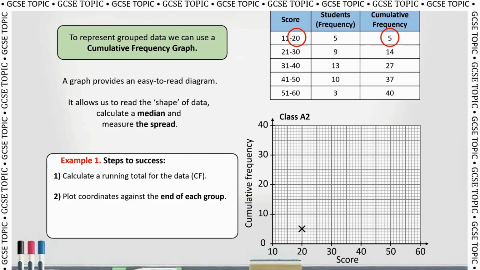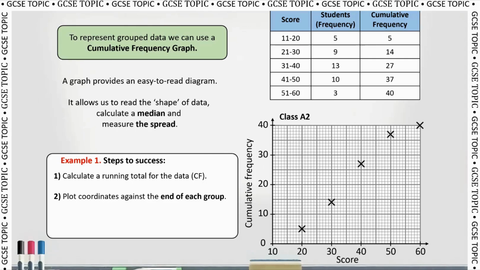The next coordinate will be 30, 14. And for our third coordinate, it will be 40, 27. For the fourth coordinate, it will be 50, 37. And for our final coordinate, it will be 60, 40. And in doing so, we have completed step 2.